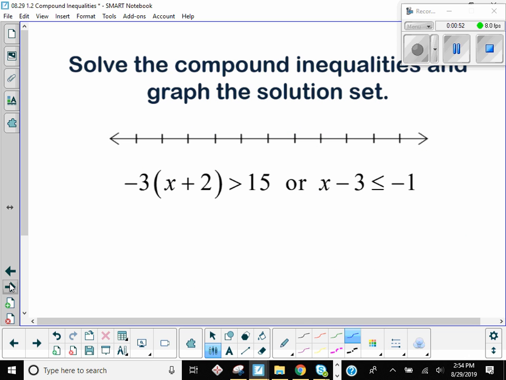Take a minute and do the math for each inequality, and then I'll tell you what we're going to do with it, how that OR comes into play in the number line.